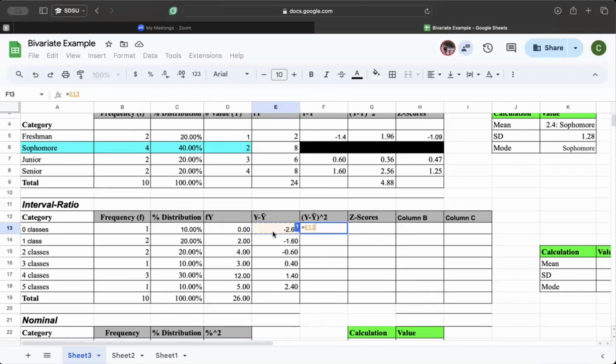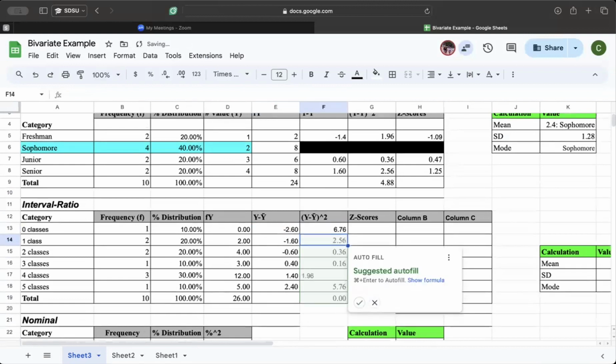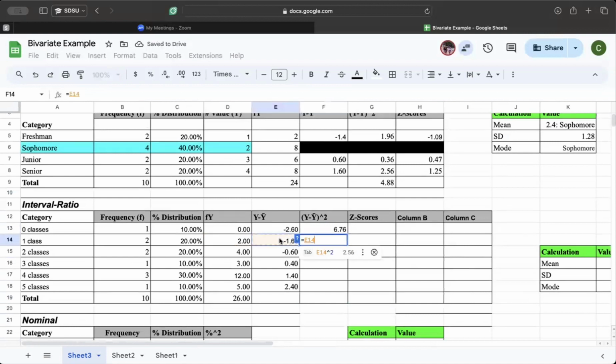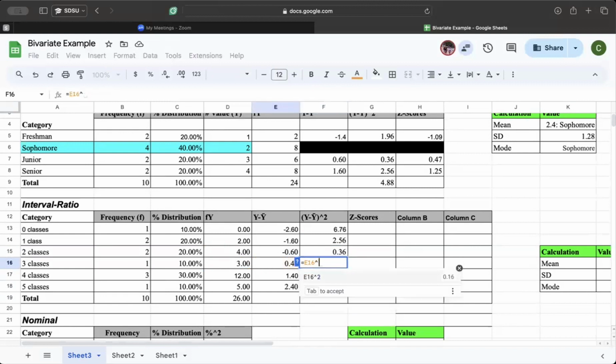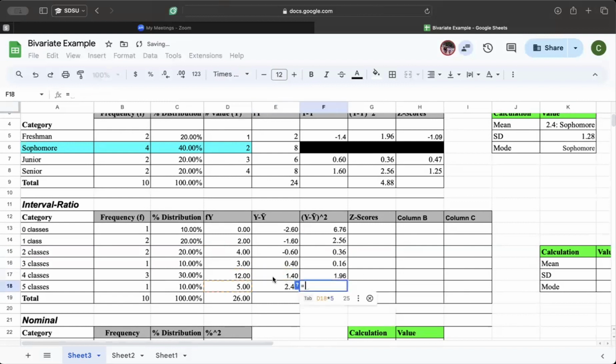So I pressed equals, I clicked on the cell, shift 6, square, doing the same thing for all of them. Again, even though it's intuitive, sometimes it can suggest the wrong cell. So notice that it's suggesting this one, and this is what I need. So again, I pressed equals. I clicked on the cell that I need, shift 6, 2, and did that for all of those.